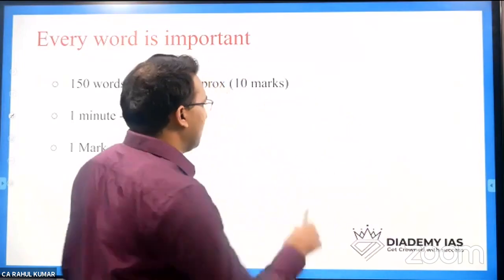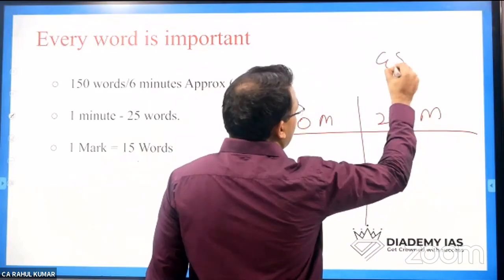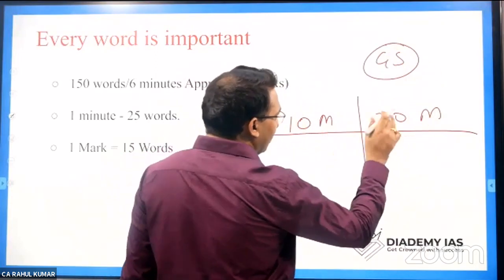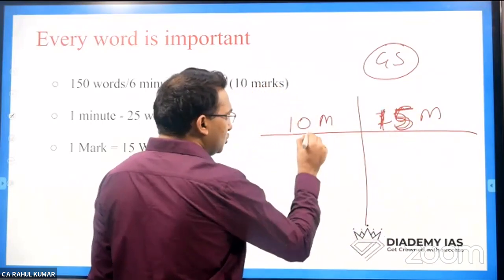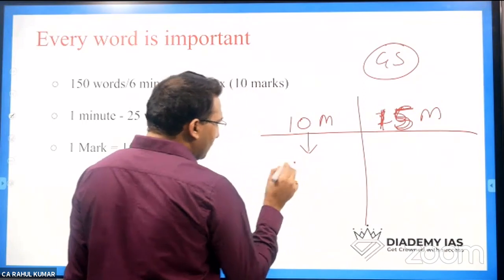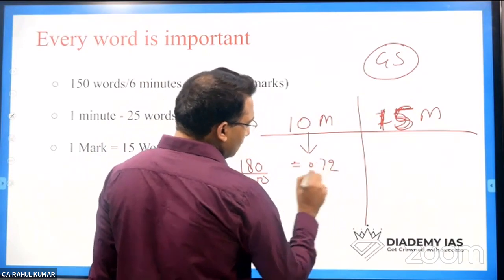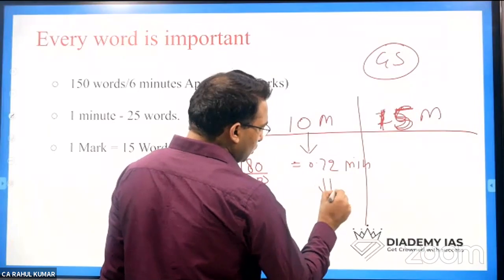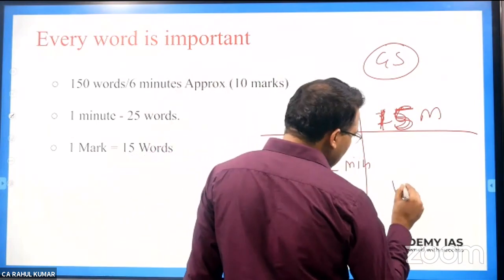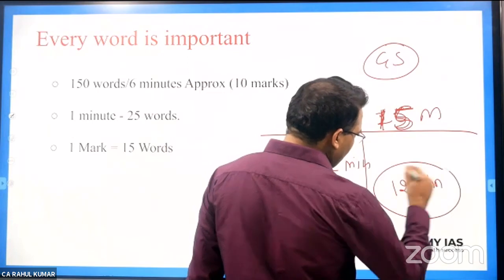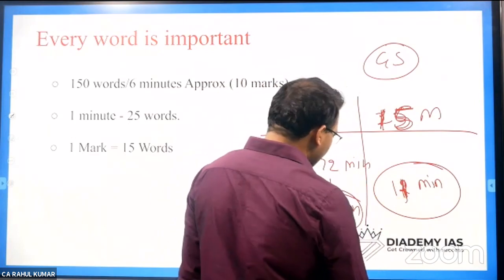See, there are two types of questions which come in the exam: the 10 marks question and the 15 marks question. I'm talking about the GS paper. So for a 10 marker, how much time do you have? For 1 mark, you have 180 minutes upon 250 marks. So you have 0.72 minute for every mark. That means for 10 marks, you have 7.2 minutes. For 15 marks, similarly, you will have around 11 minutes. So 7 minutes and 11 minutes.